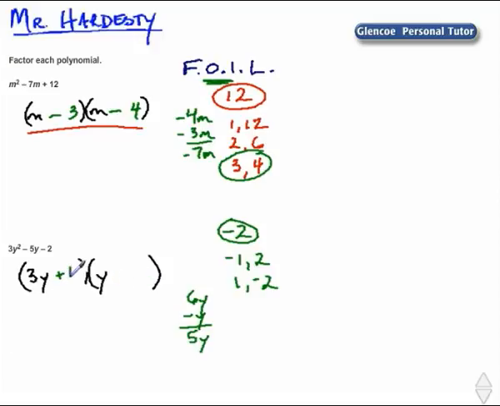Plus 1, negative 2. Looking at these factors, outer would be negative 6y, inner is positive 1y. There we go. There's negative 5y in the middle. Reverse FOIL, and the factored form of this trinomial is 3y plus 1 times y minus 2.